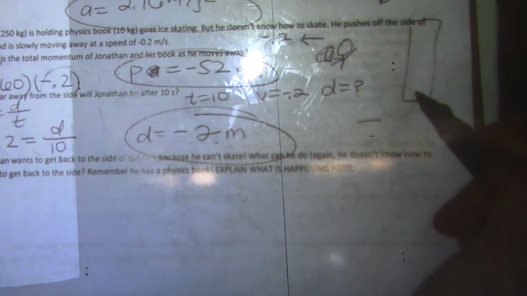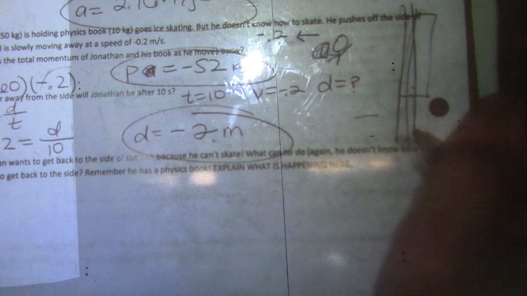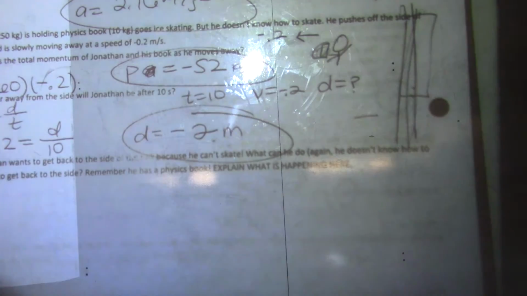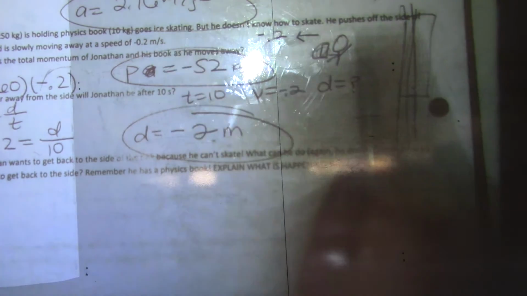Now suppose he wants to get back over here, right? He wants to go this way, but he doesn't know how to skate, so he's going to use his physics book to get back to where he started, right here. So if he's moving to the left and he wants to go to the right, we're going to use conservation of momentum. If he throws the book really, really fast, if he throws it this way, then he will go the other way because it'll still have the same total momentum. I need to have a total momentum of negative 52 in the negative direction. If I throw the book fast enough, then he will have to go the other way to compensate to keep the same total momentum.